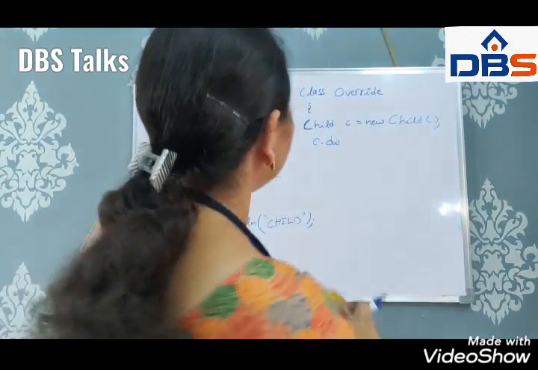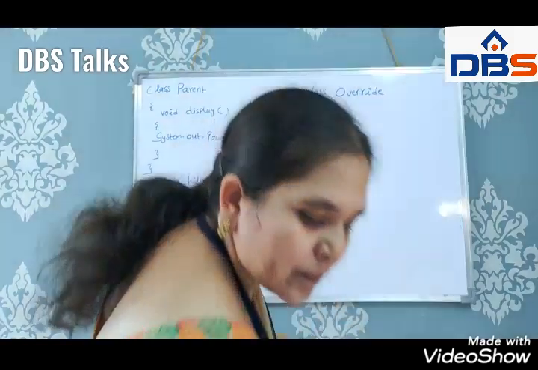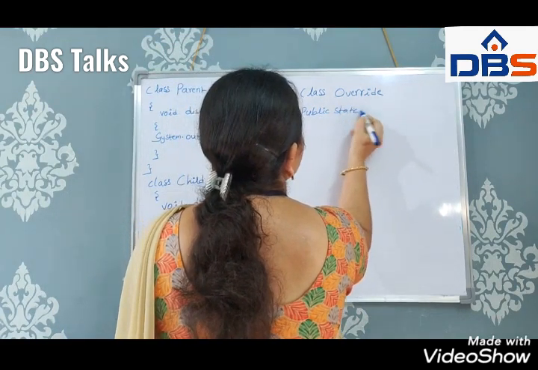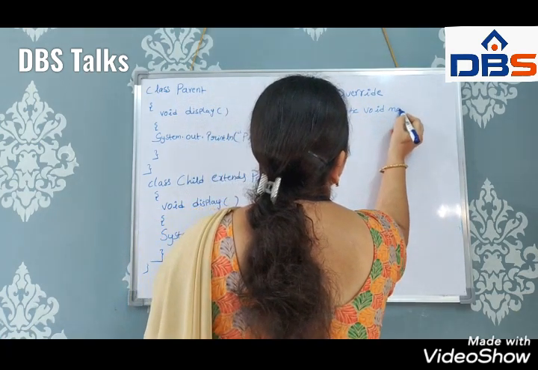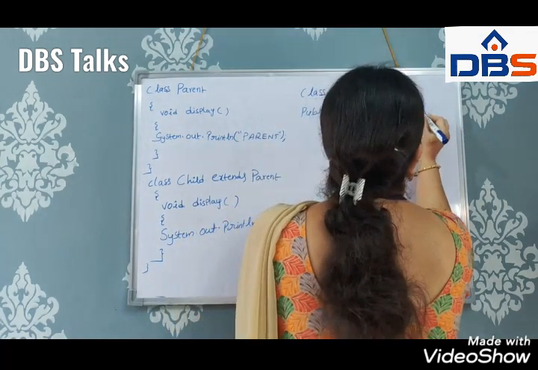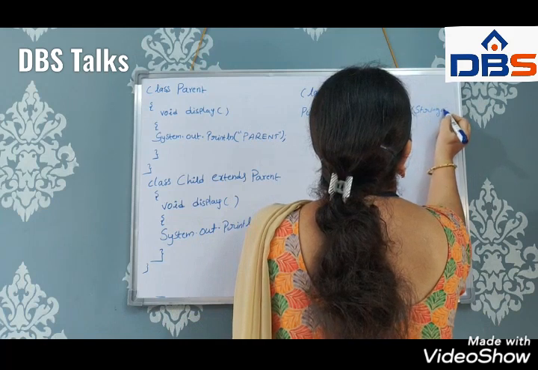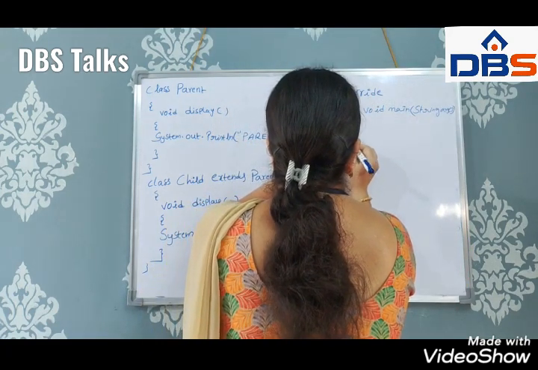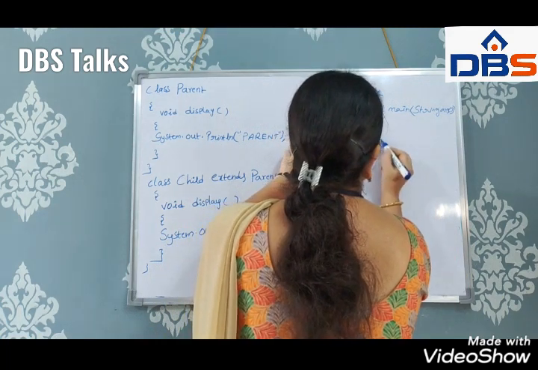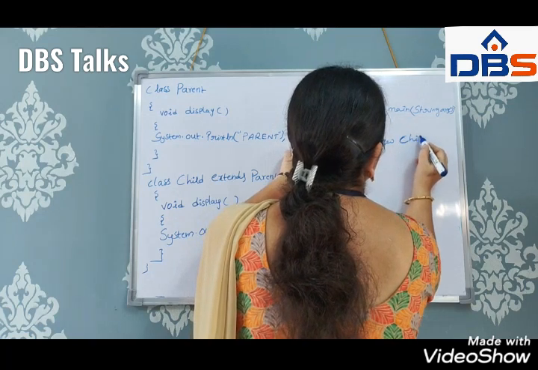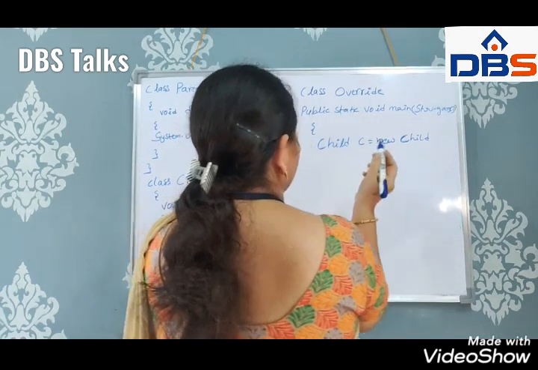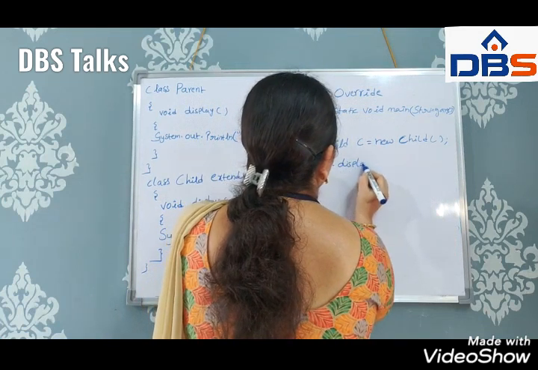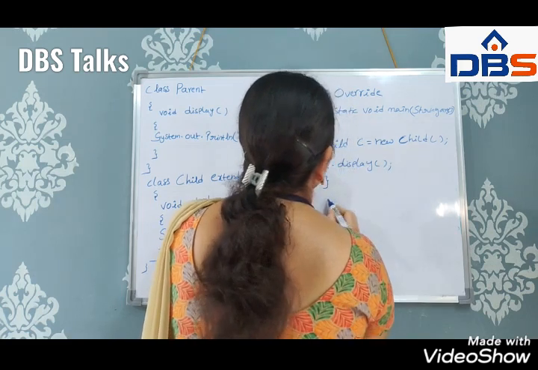So here I need to write the main method. Sorry. Public static void main. So I need to pass that String args. Here I need to create an object, child C equal to new child. Class name always starts with an uppercase letter. New child. Then C dot display. Close the main method.